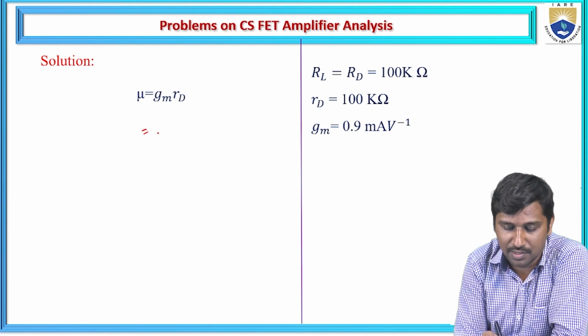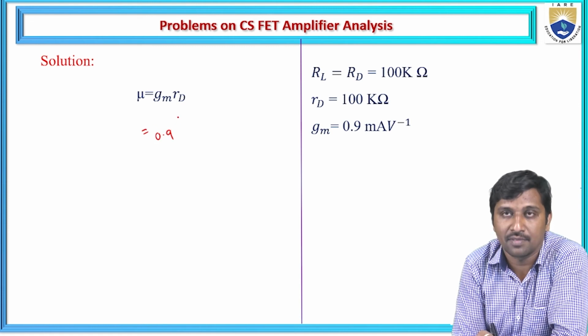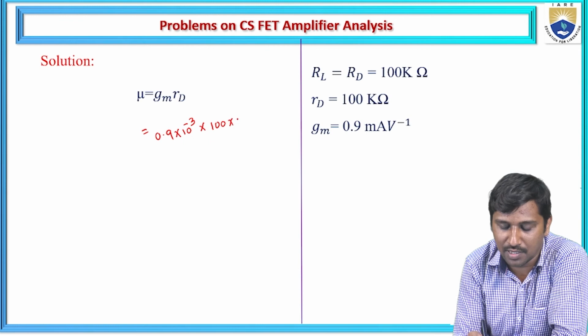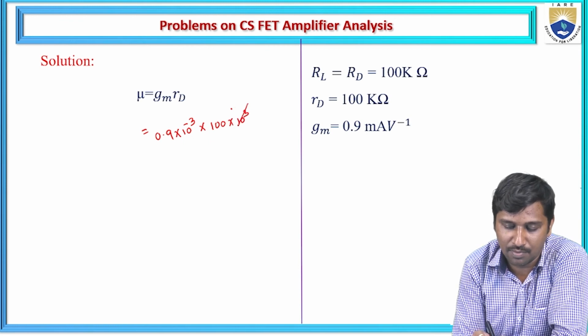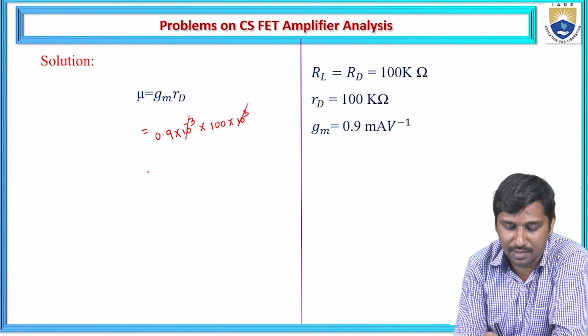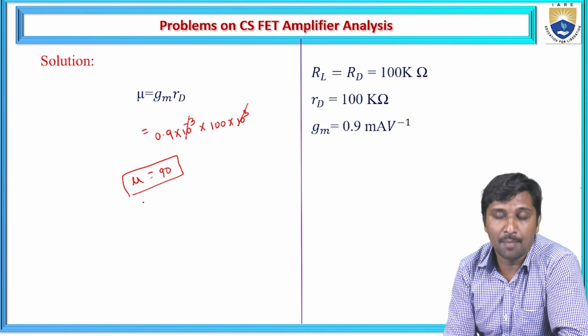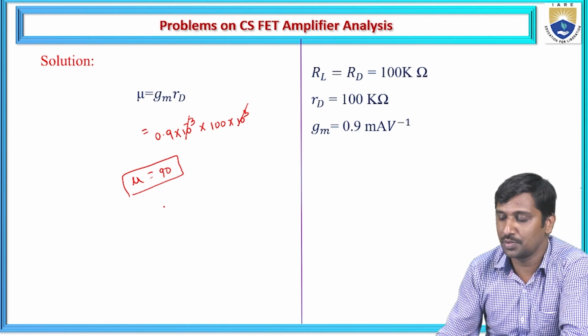Gm value is 0.9 milliampere per volt, hence 0.9 into 10 to the power of minus 3, and small rd is 100 kilo ohms, 100 into 10 power 3. So this 10 power 3 and 10 power minus 3 get cancelled, hence mu is equal to 90. So first we observe this amplification factor, mu is equal to 90.